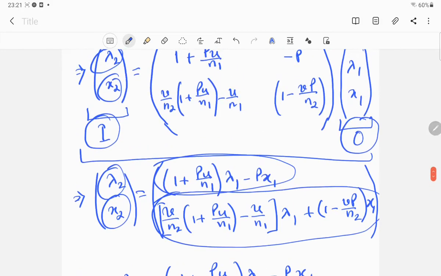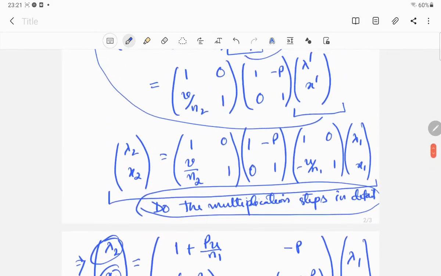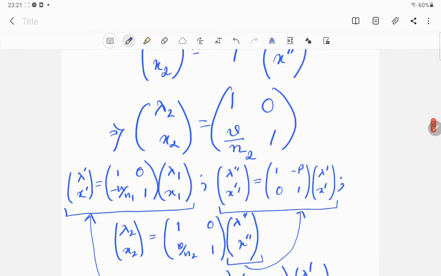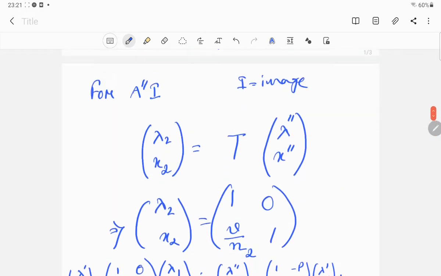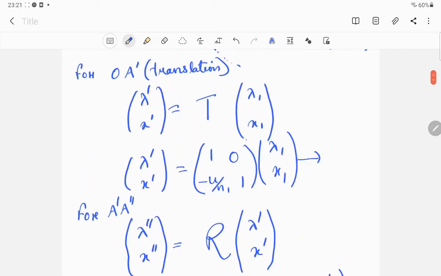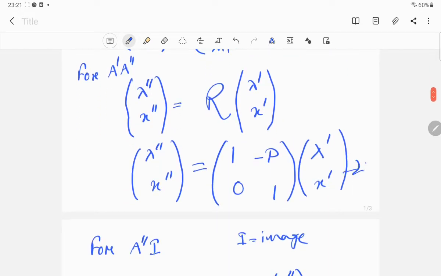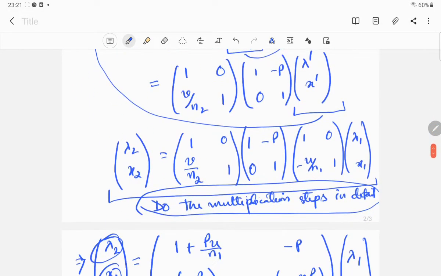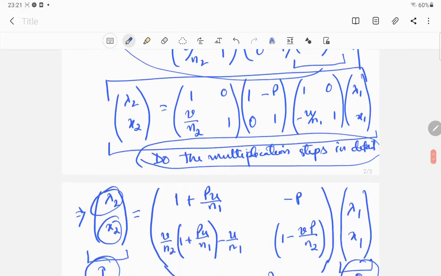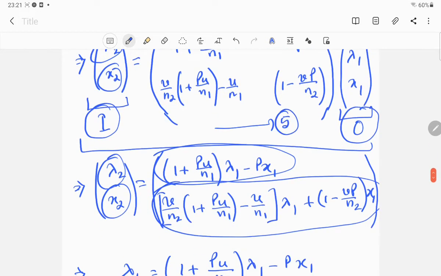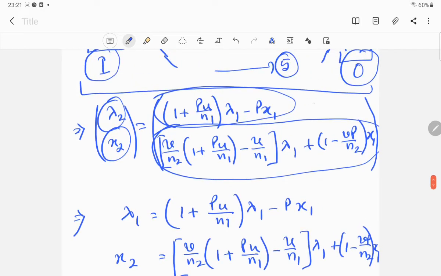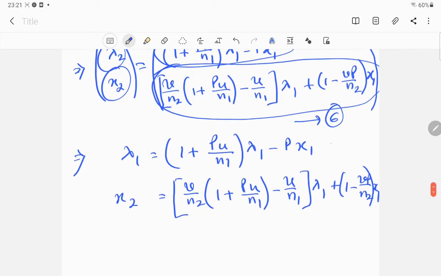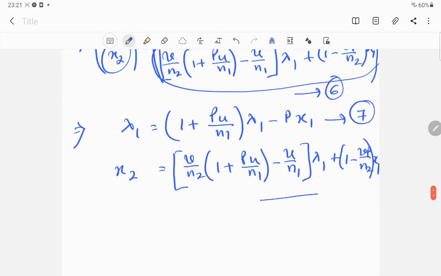Okay, so let me give some equation numbers. From the beginning I will give some equation numbers. Suppose this is equation number 1, this is equation number 2, and this is equation number 3, and this is equation number 4, this combined one, and then equation number 5, and these are equation number 6, this is 7, and this is 8. Fine.